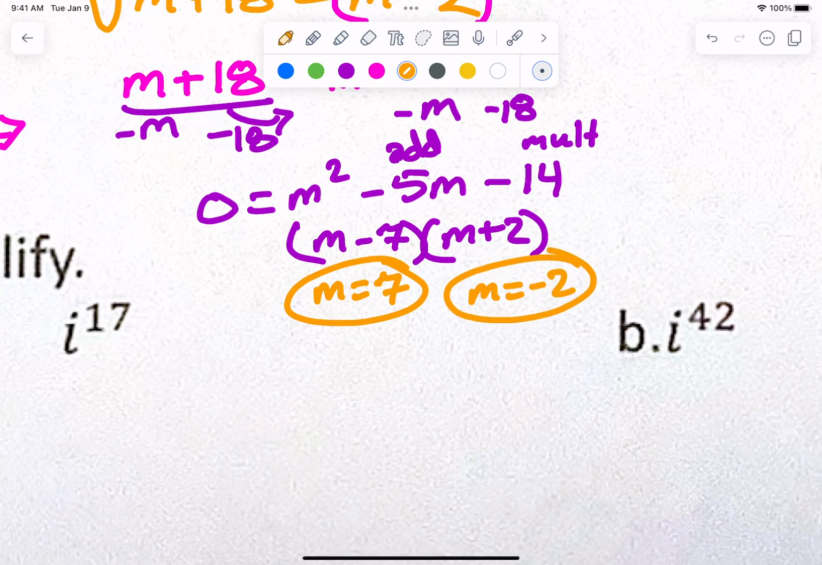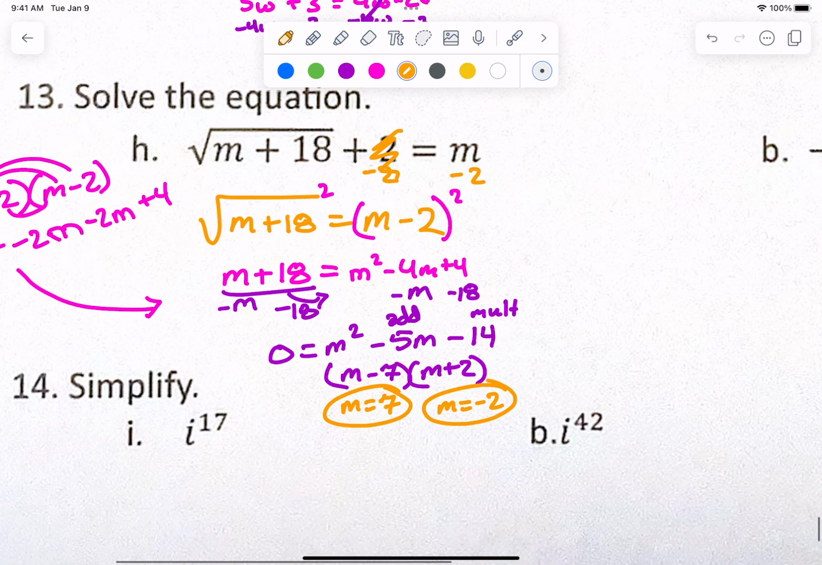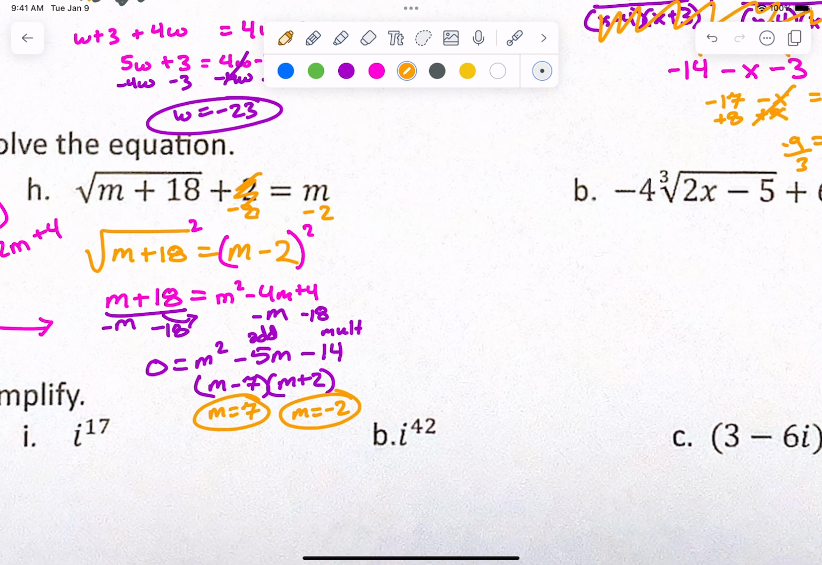Do you all understand why it's the opposite? If I set it equal to 0 and add it to the other side? Do I need to write that out? No. Okay, 7 and negative 2. Can those be my answers? Sure. Are we doing the last of this page today? We'll see.